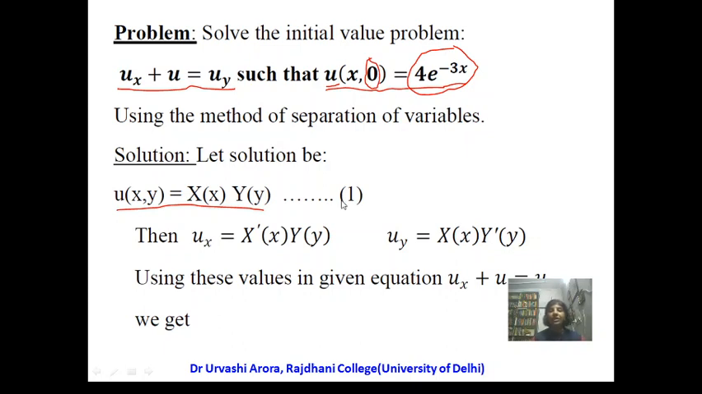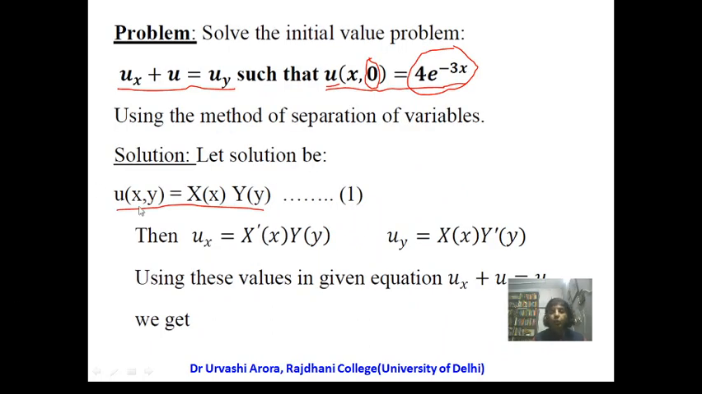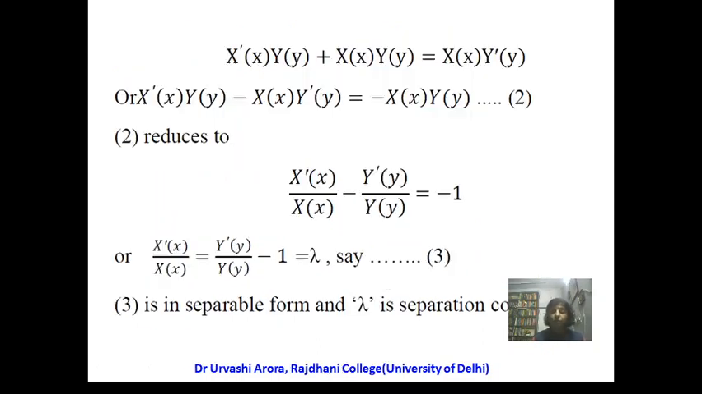Also, another thing that has to be noted is that here I assume my solution u to be a product of capital X and capital Y, just because when you use u as capital X into capital Y, the equation gets reduced into a separable form like this, the form which is given in 3. But you can use u as a sum of capital X and capital Y if you can use it, provided your equation should finally get reduced to a separable form.